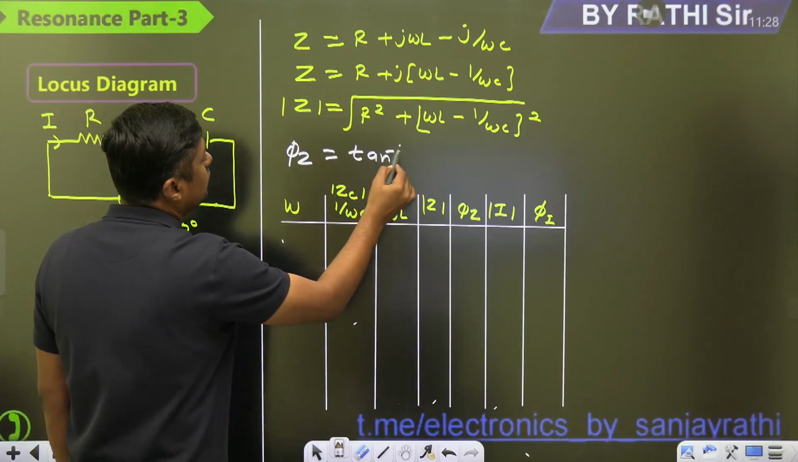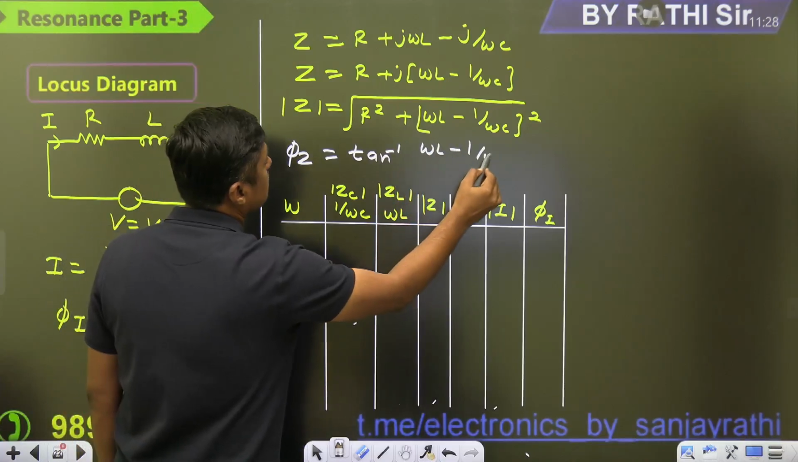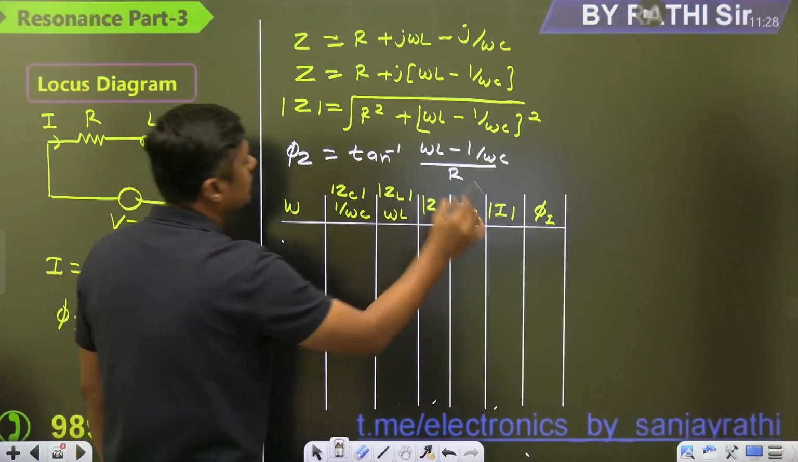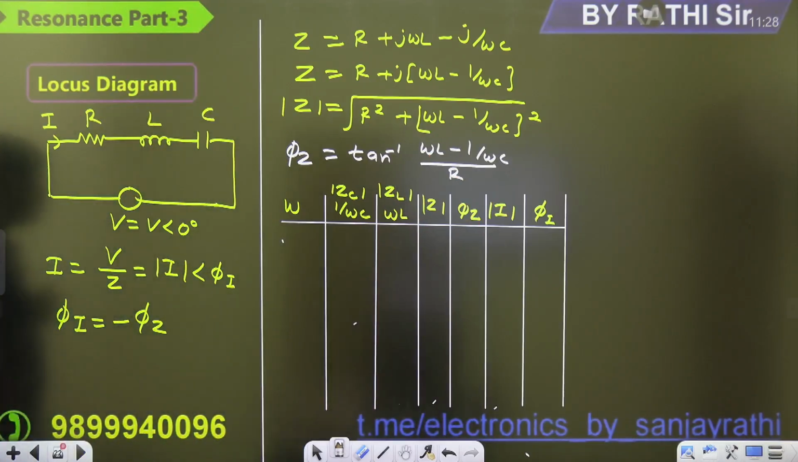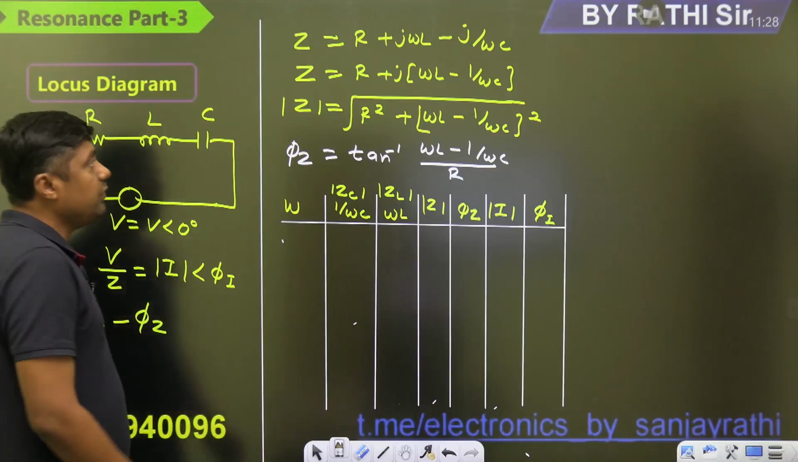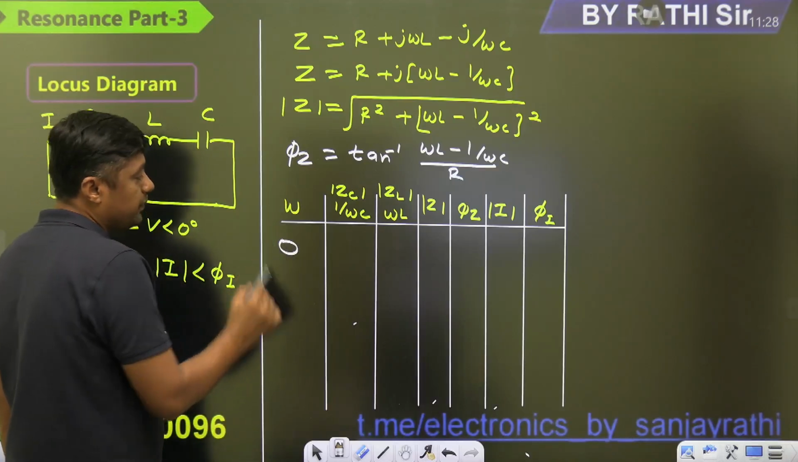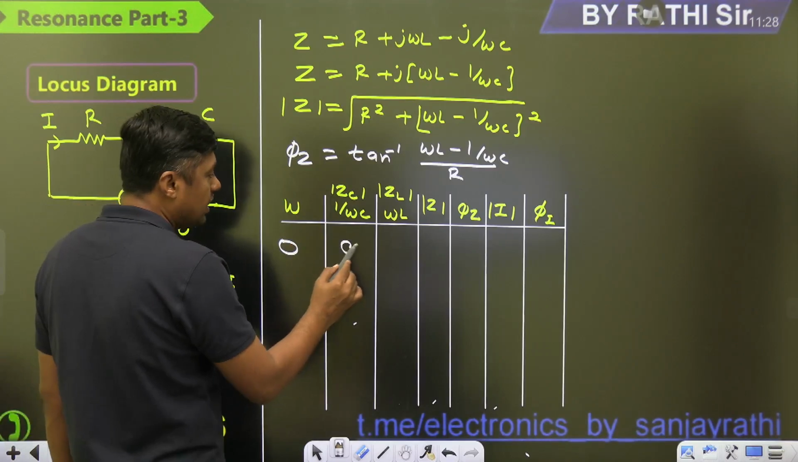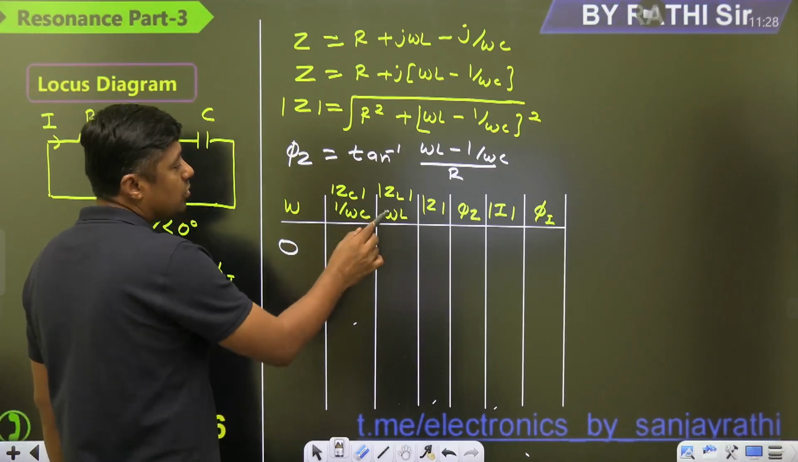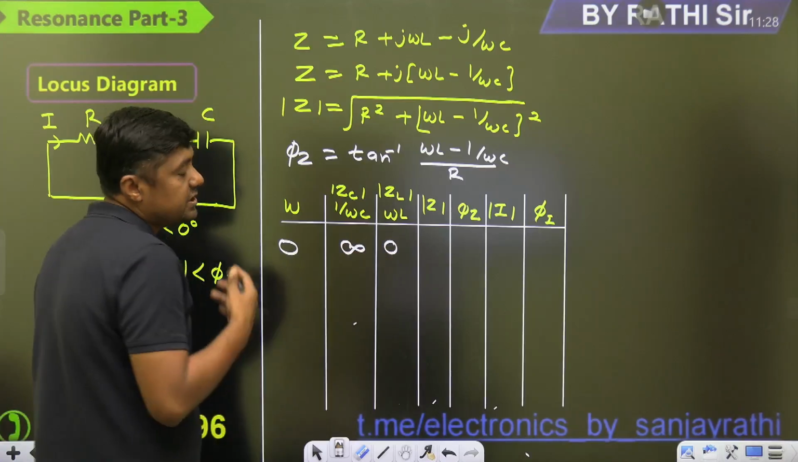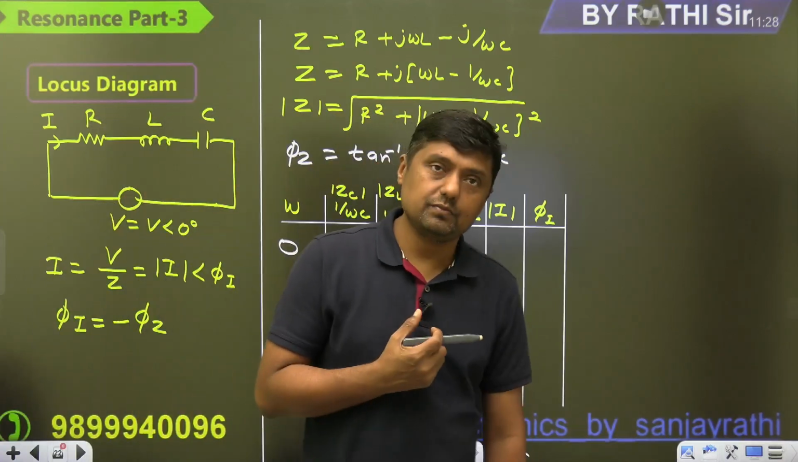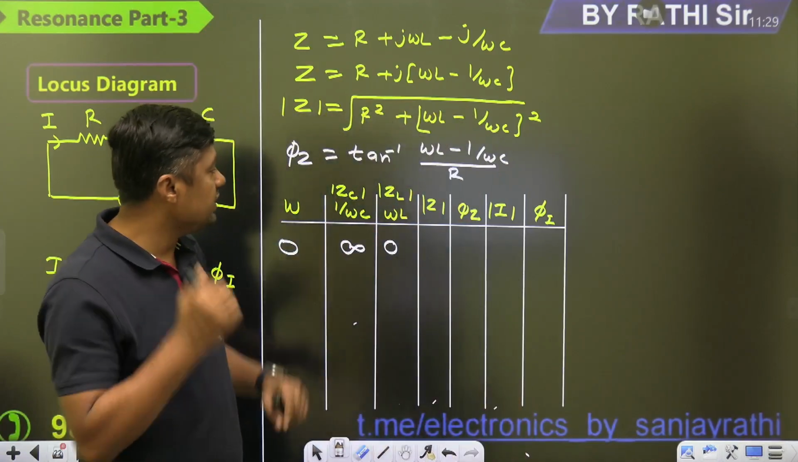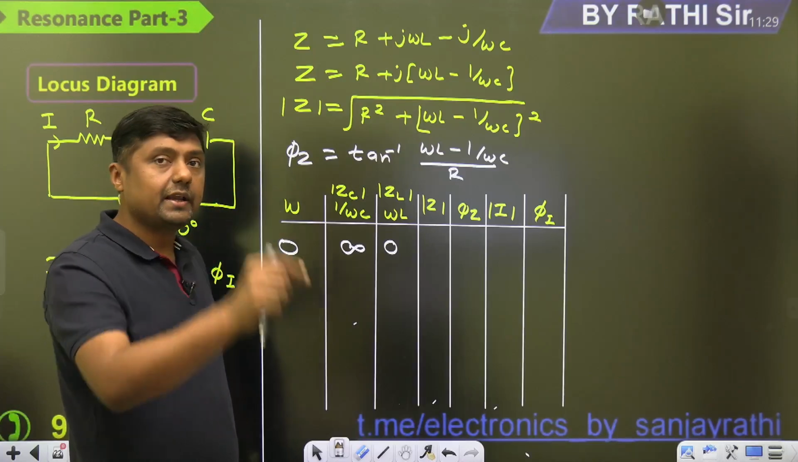Tan inverse of imaginary upon real. Imaginary upon real, guys. Then when we are going to take omega equal to 0. Omega is 0. Tell me, what is the ZC? ZC is 1 by omega C. It will become infinite. What is this? Omega L will become 0. Means it is purely capacitive. Because it is capacitive, impedance is very, very high. Then in which quadrant? Tell me in which quadrant?